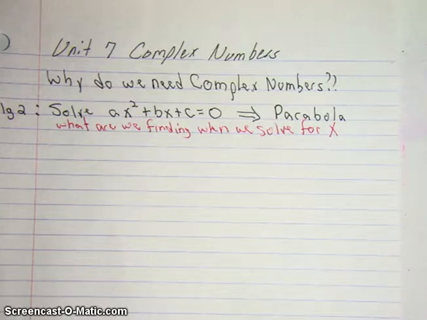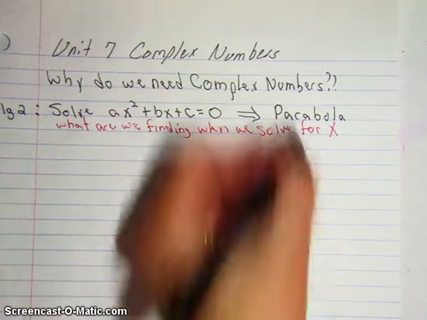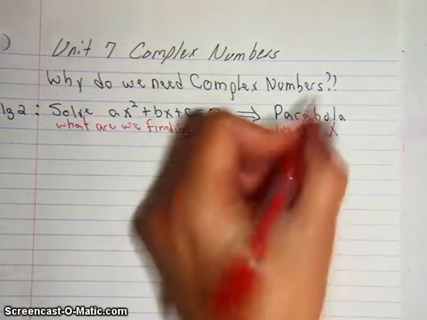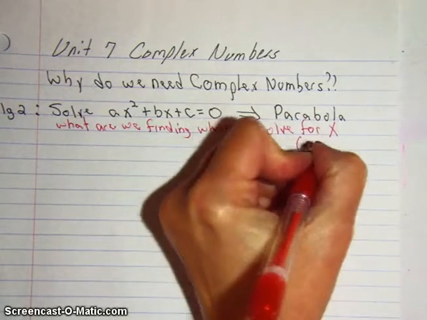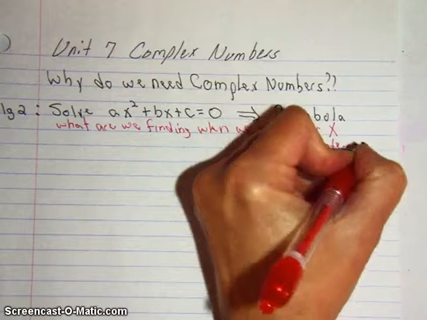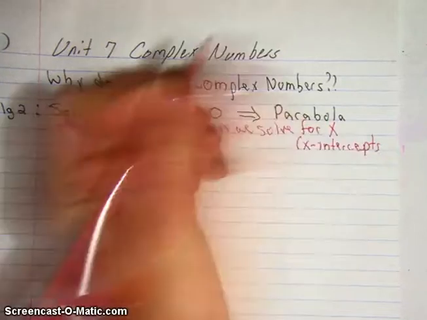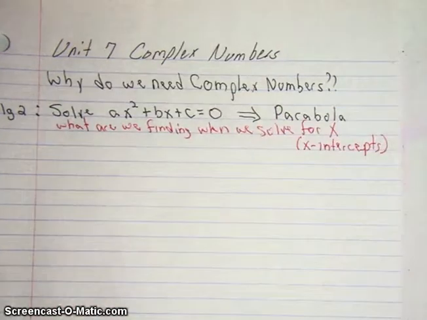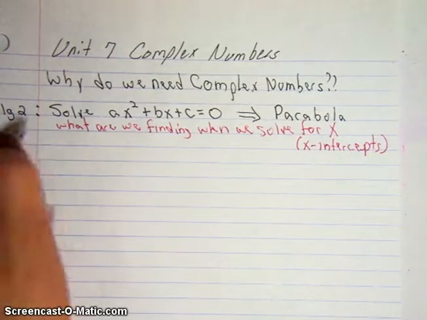Yes. Okay. So a parabola has a vertex, right? That's either the low point or the high point. And then the parabola has x-intercepts. So you are exactly right, Philip. What we are finding is x-intercepts. And I know I still haven't answered the question, why do we need complex numbers? But hang on to your seats, it's coming soon, okay?